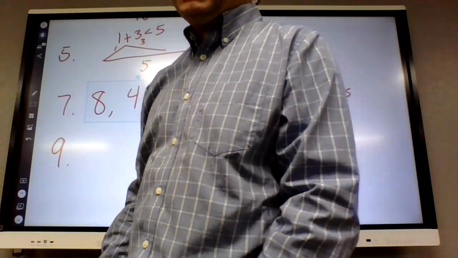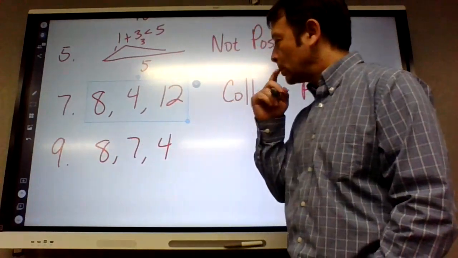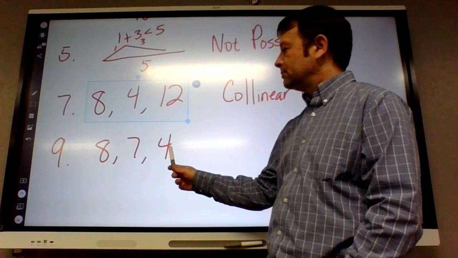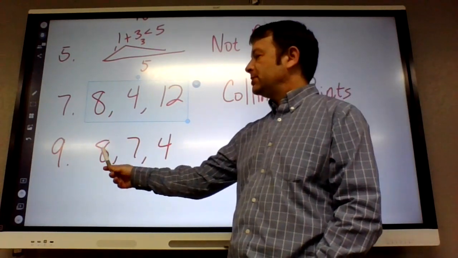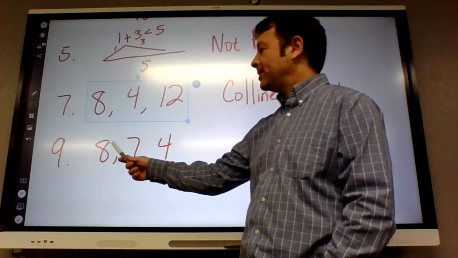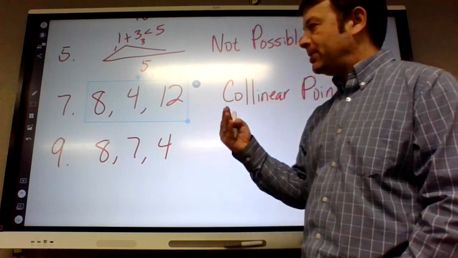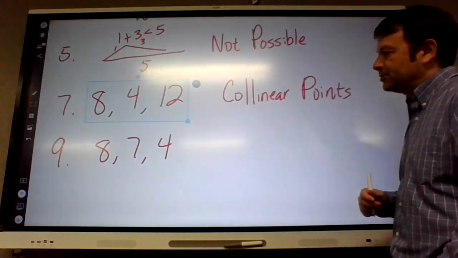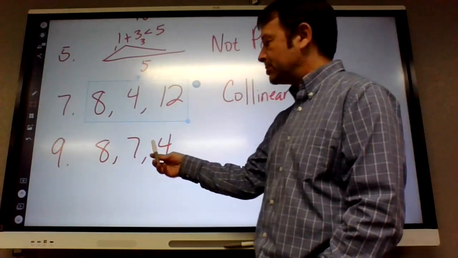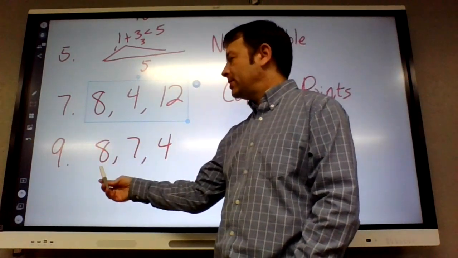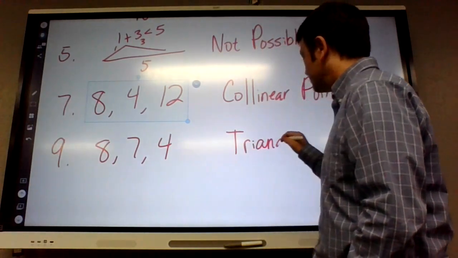Number 9, 8, 7, and 4. Is that possible? 4 plus 7 is 11, which is greater than 8. So yeah, it's possible. 8 plus 7 is greater than 4. The two have to be bigger than the third together. Any two sides have to be bigger than the third. So if you just check the 2 smaller ones, 7 and 4, is that greater than 8? Yes. So that actually could make a triangle.